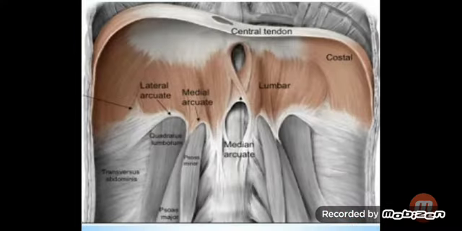Lateral to the right crus and left crus, the diaphragm arises from the medial and lateral arcuate ligaments. So this is the medial arcuate ligament here, and lateral to it is the lateral arcuate ligament. So the part of the diaphragm that is lateral to the right and left crura takes its origin from the medial and lateral arcuate ligaments. The right and left crura are connected together by the median arcuate ligament. So the median arcuate ligament connects the two crura with each other.